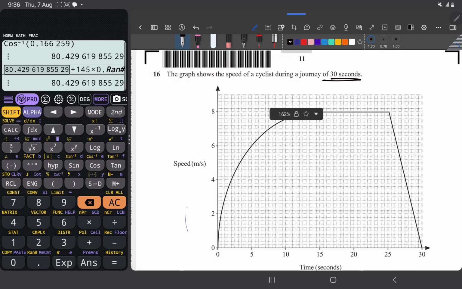We don't read like we're reading a novel. Don't try to say, oh, they use a cyclist. Oh, he was... no, don't be funny. Come on. Speed in this journey is 30 seconds. Of course, we can see that. Either way, it's a speed time graph.